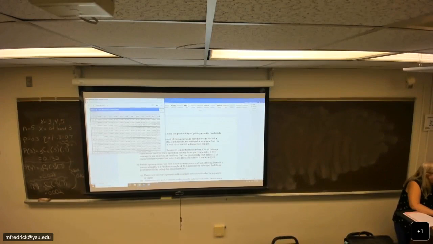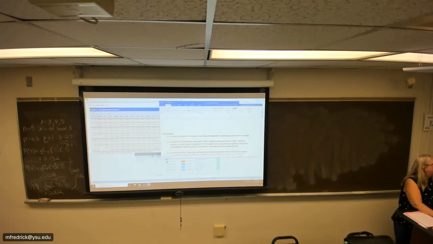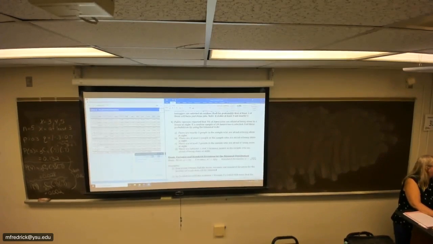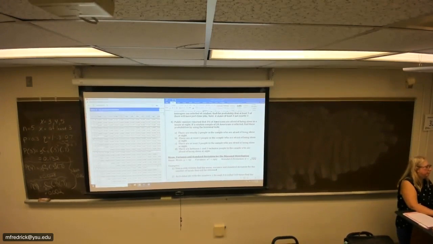Number 4. A public opinion poll reported that 5% of Americans are afraid of being alone in a house at night. If a random sample of 20 Americans is selected, find these probabilities by using the table. So I'm going to put these side by side. What is our n in this problem? Anyone? I couldn't hear. 20? 20. So we need to go all the way to 20.